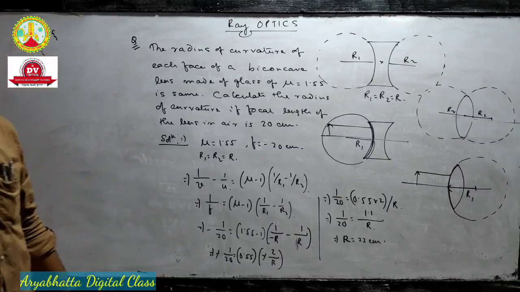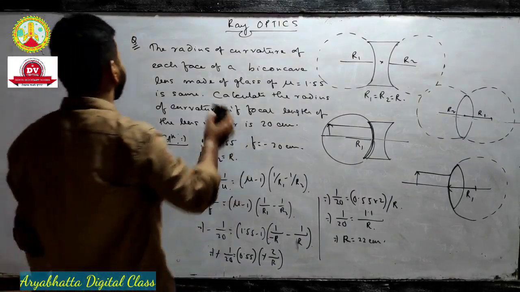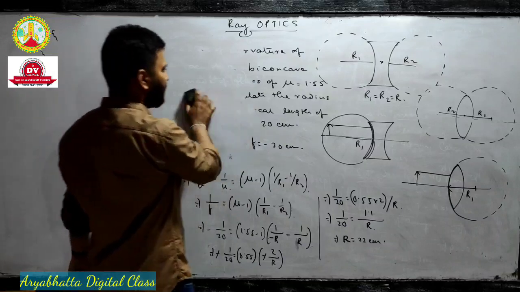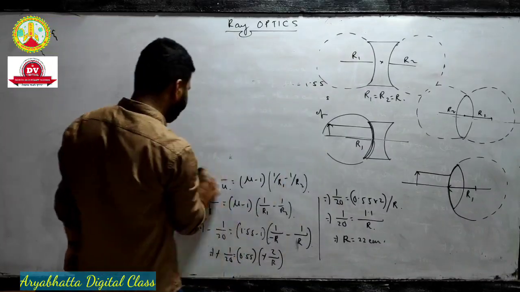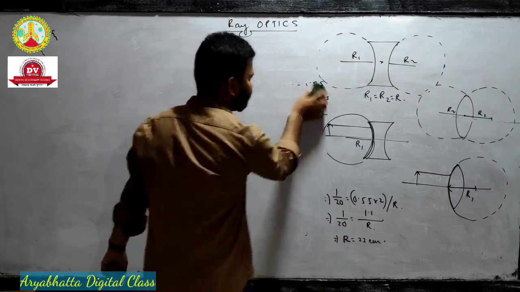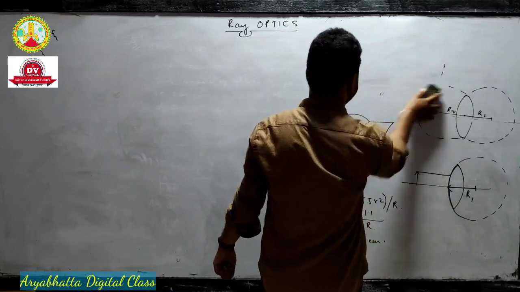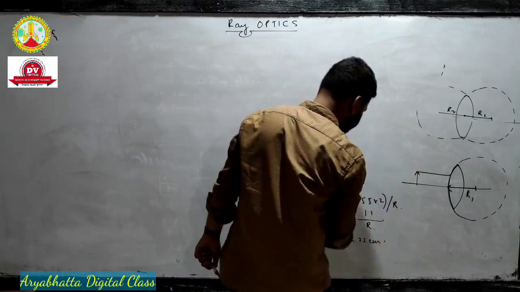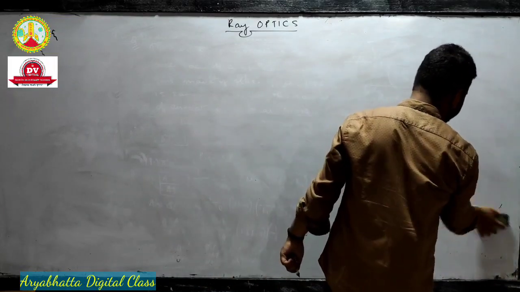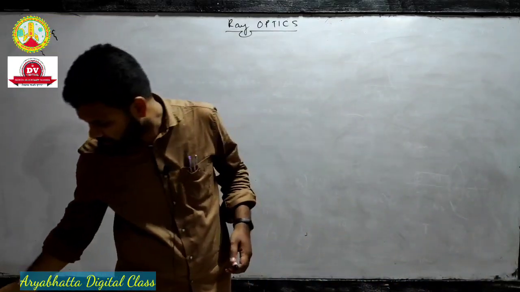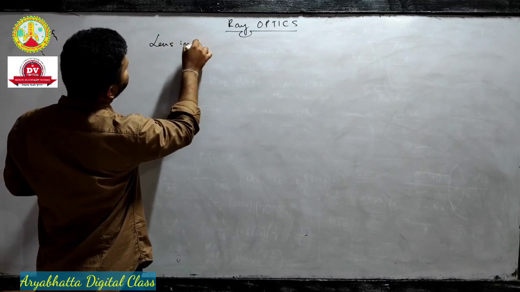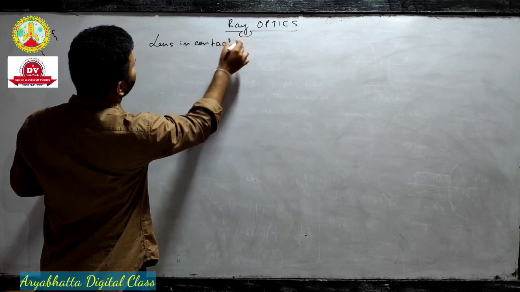Next topic is lenses in contact. I have already said we have done some numericals, and a formula also we have to derive, based on what will happen if lenses are kept in contact with each other. So thin lenses in contact, now look, lenses in contact is our topic.